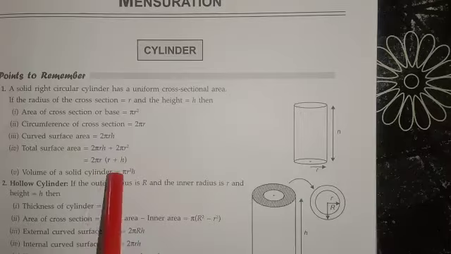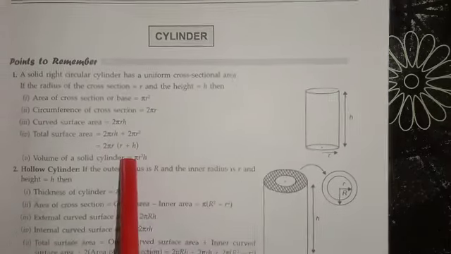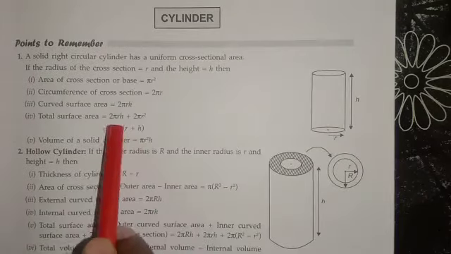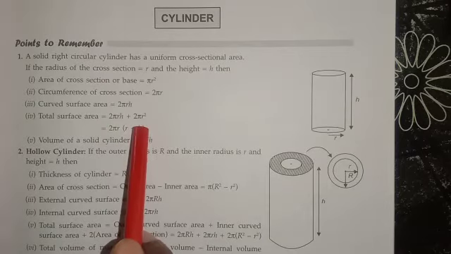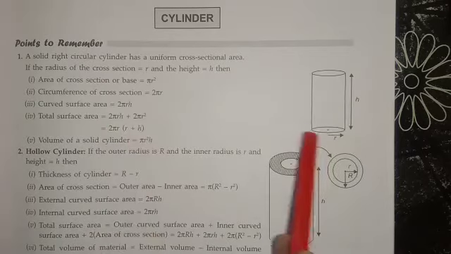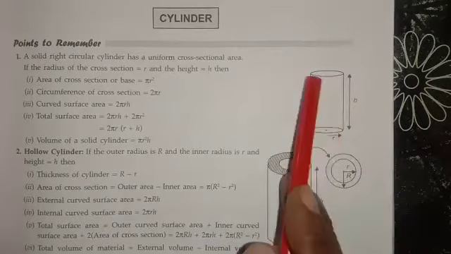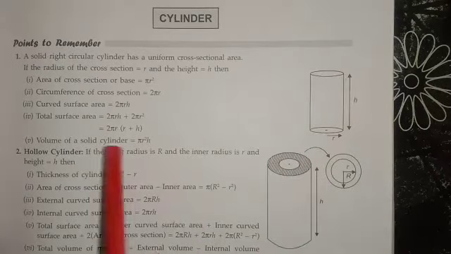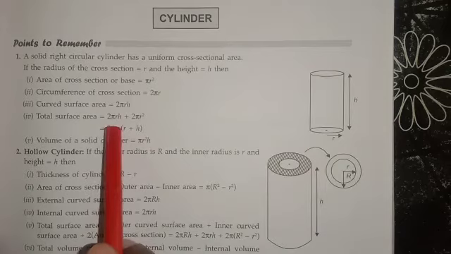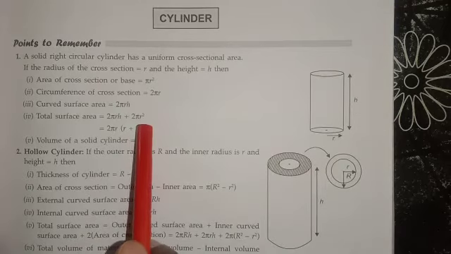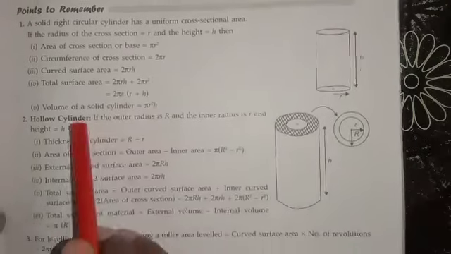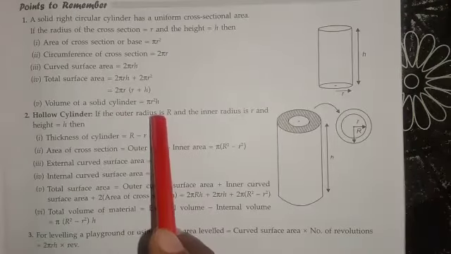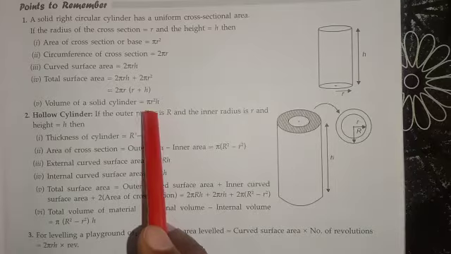Next is total surface area. The total surface area formula is curved surface area 2 pi r h plus 2 into area of the base, that is pi r square. Here pi r square, here top also pi r square, that means total 2 pi r square. So 2 pi r h plus 2 pi r square. Taking 2 pi r common, 2 pi r into (r plus h). Volume of solid cylinder is pi r square h. Pi r square means area of the base into height.